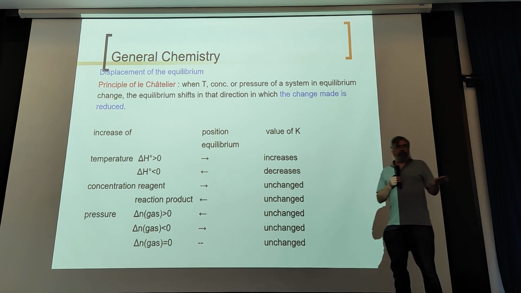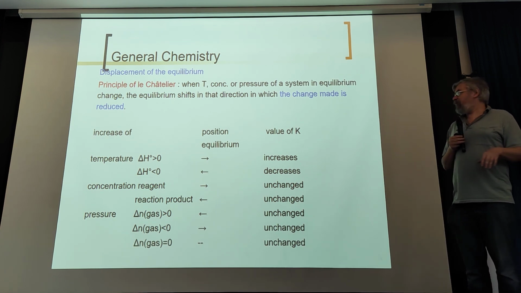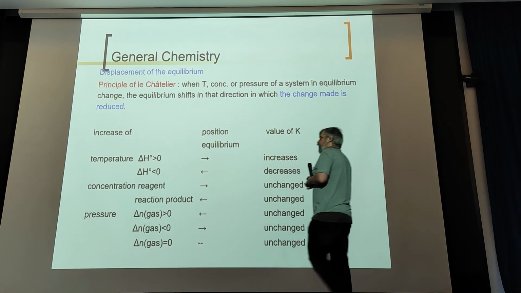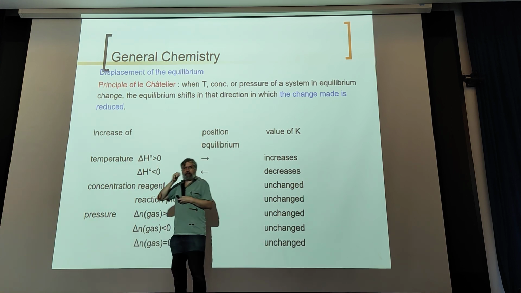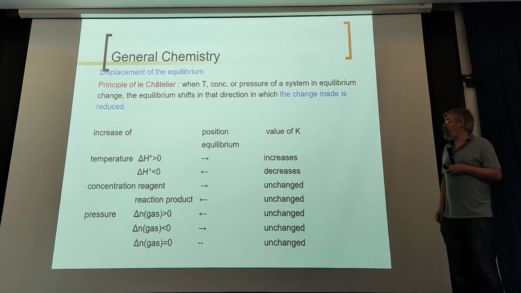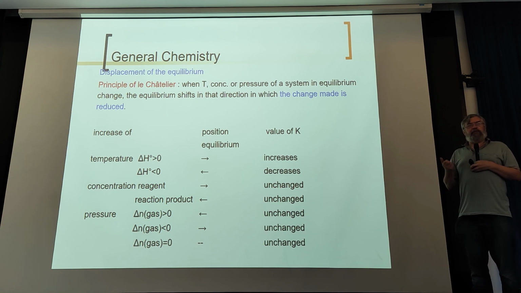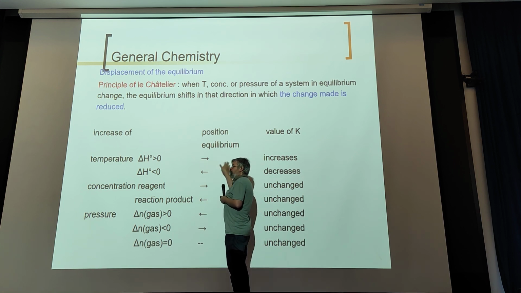Now it depends on your reaction. Your reaction might be exothermic or endothermic. So delta H larger than 0, that's endothermic. This is exothermic. Now if you heat your endothermic reaction, the endothermic means you take in energy. So the energy that you have taken in by the heating, you can actually use for the advancement of the reaction. So that means your equilibrium shifts to the products.